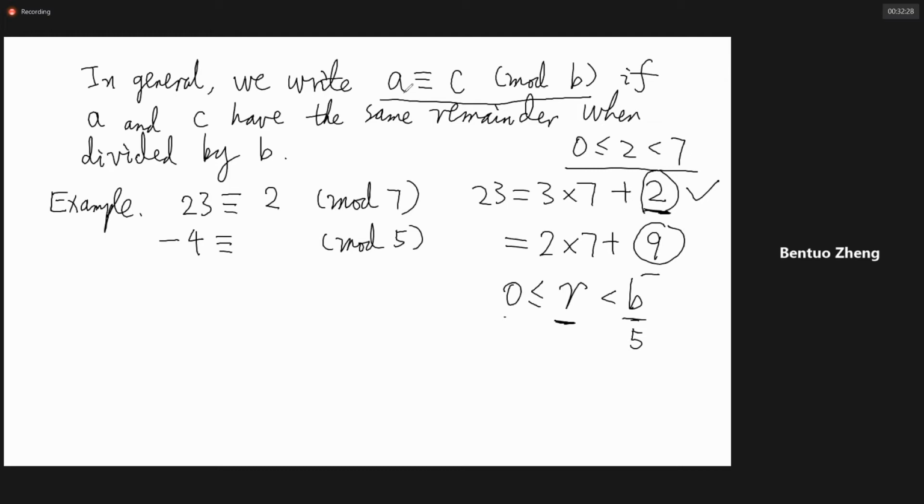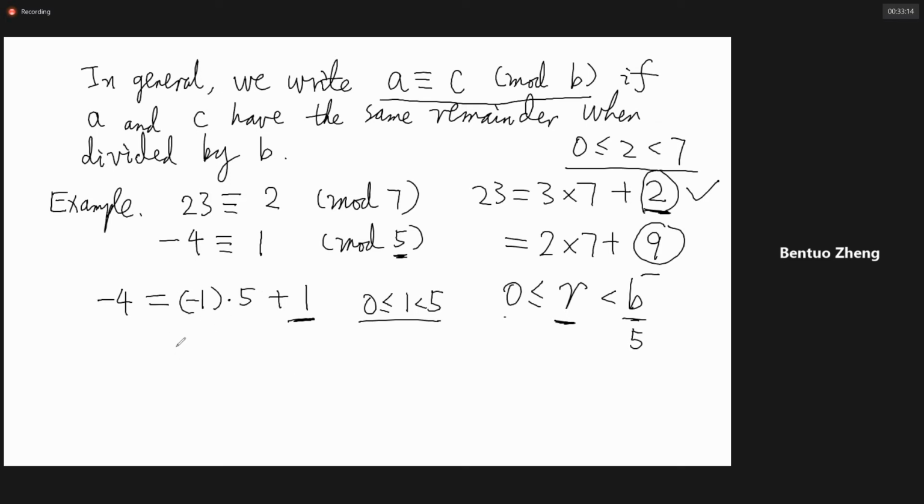Okay, so the key is to write negative 4 is equal to what? Well, this is negative 1 times 5 plus 1. If you write negative 4 as this, then this is a remainder because 1 is indeed between 0 and 5. So the remainder is 1. For positive numbers, it's easier, but for negative numbers, you have to be a little bit careful because the range of the remainder is essentially the most important thing about the remainder theorem.